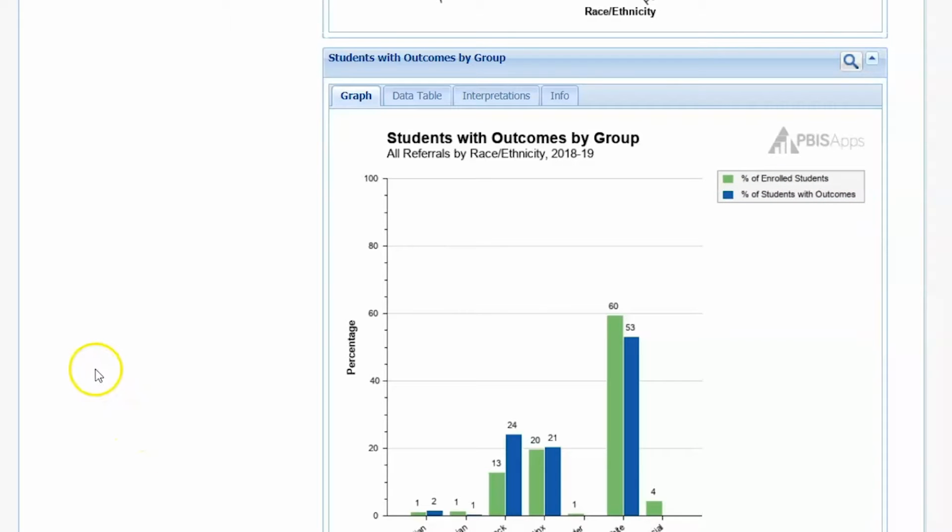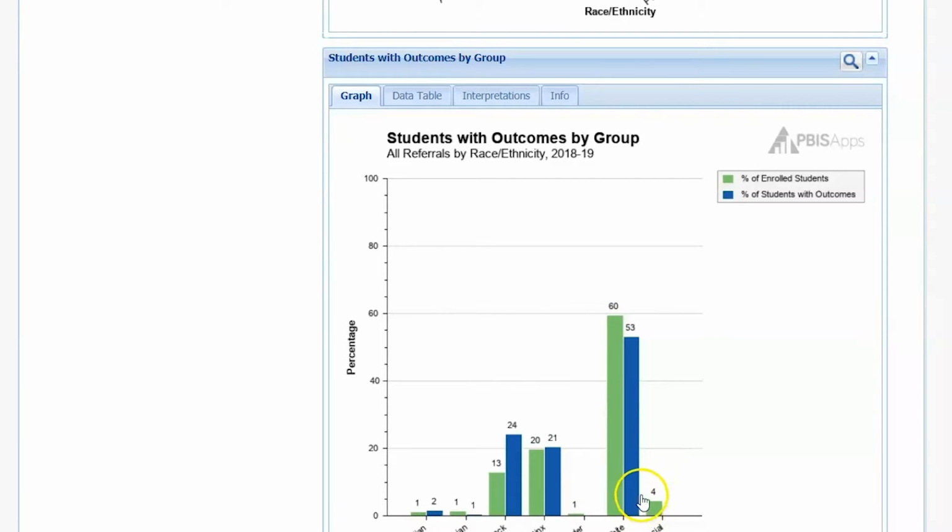Teams analyzing this graph look to answer the question, is this group's percentage of all the students who received an outcome equal or reasonably proportionate to that same group's percentage of the total school enrollment? Let's take a look at this example so it's a little easier to see what we're talking about. Within the graph, we're looking at two bars for each student group, a green one and a blue one.